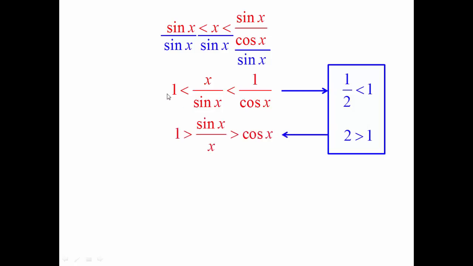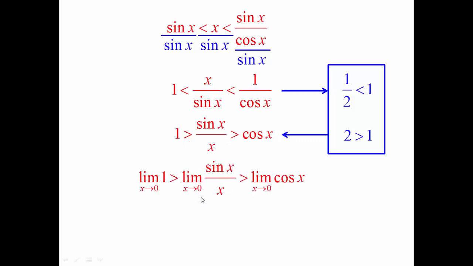So when I flip 1, it stays 1. When I flip x over sine, it becomes sine over x. When I flip 1 over cosine, it becomes cosine. But the less thans become greater thans. Now that I have sine of x over x, which relates back to my original question, I'm going to go ahead and apply the limit to all 3 pieces.